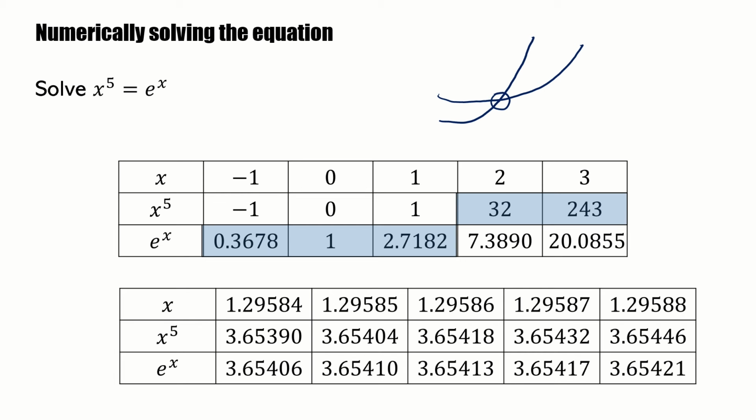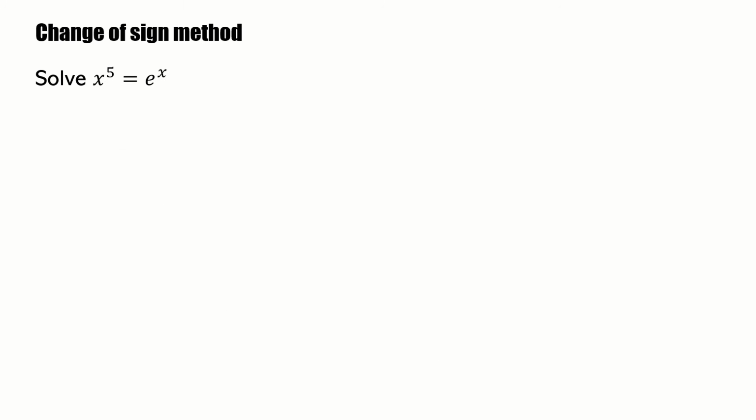So, therefore, there is an adjustment we can make to this method that will keep it still very similar, but just a bit easier to do. And it's called the change of sign method. For a start, your equation needs to be in the correct form. You need to rearrange the equation so that it's equal to 0.